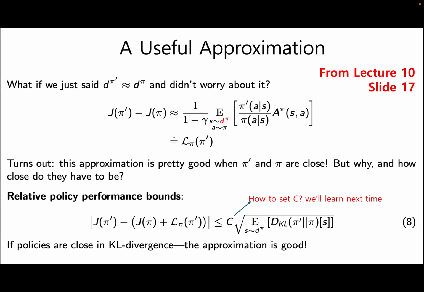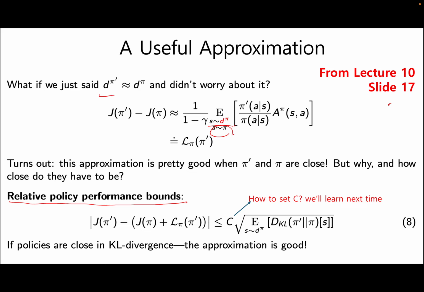Remember this slide? This is from the previous lecture, the relative policy performance bound. We already learned this. After changing the action to be sampled from the old policy by introducing importance sampling, we still need to change the state. It also needs to be sampled from the old policy. How we achieve this is by making an approximation.